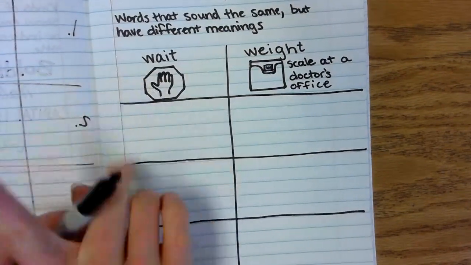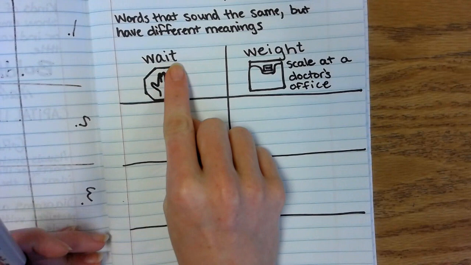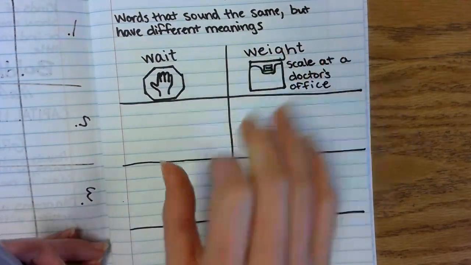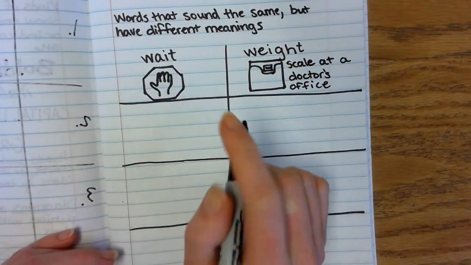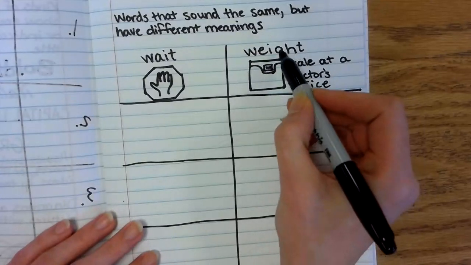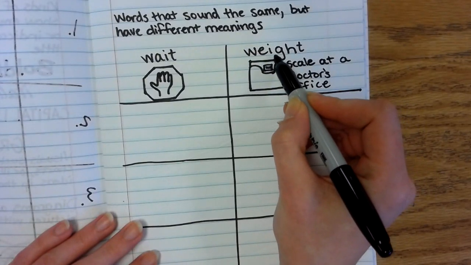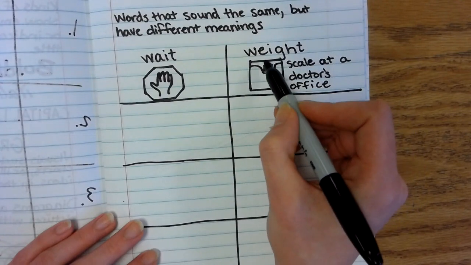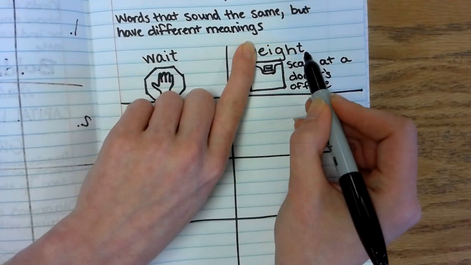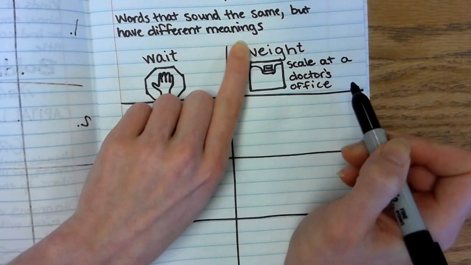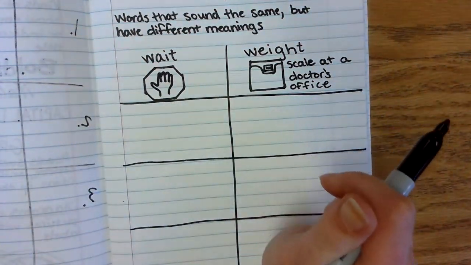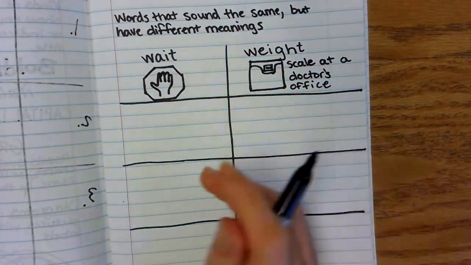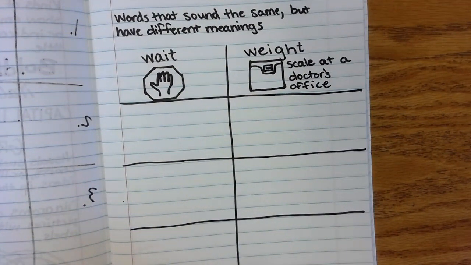So we have wait, like wait your turn, W-A-I-T, and weight, like that's how much something weighs, W-E-I-G-H-T. You're going to notice that the G-H does not make a noise. It's kind of like the word 8, like the number 8, but with a W at the beginning. Weight. Our next set of words are the words heard and herd.